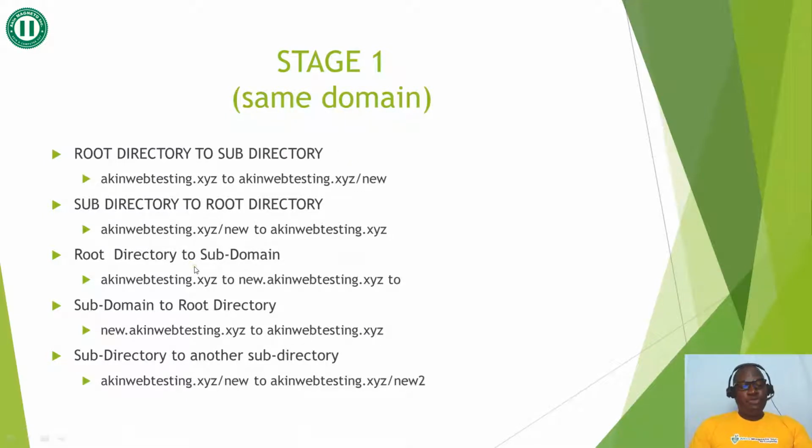Now let's move from a root directory to a subdomain. That means our present WordPress installation on hackingwebtesting.xyz, we now have to move it to a subdomain. But mind you, let me quickly say this: when you have a subdomain, it's quite different from creating a directory. A subdomain requires propagation. You can contact your server. Sometimes you might create a subdomain and it might not be accessible on the same spot, so you need to give it some hours to propagate.